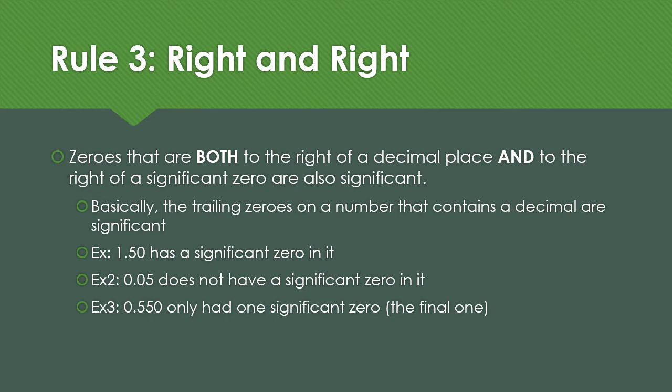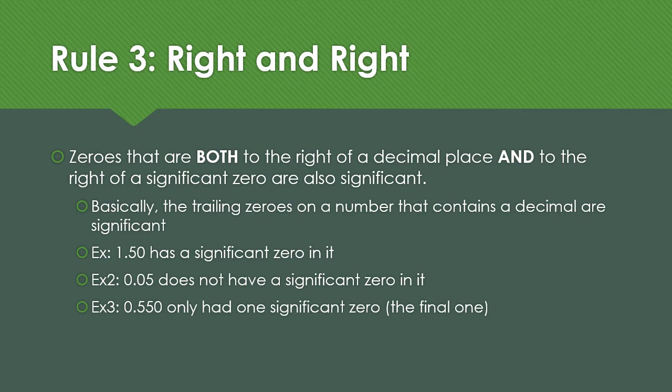For example, in the number 1.50, there is a significant zero there at the end because it is both to the right of the decimal and a significant figure. In this case, you can say either the 1 or the 5 as the significant figure that it is to the right of. So therefore, 1.50 has 3 total significant figures.